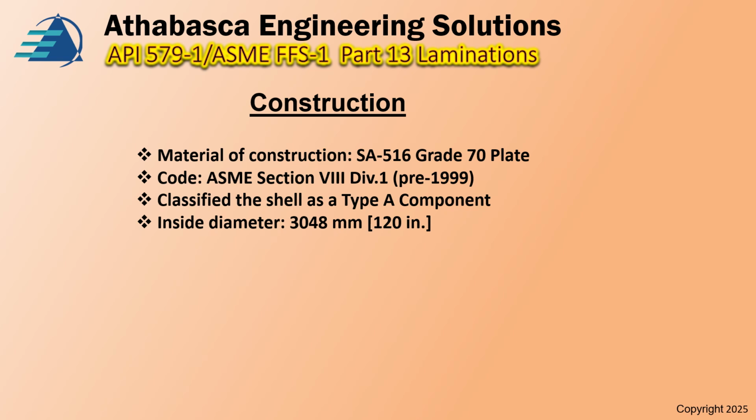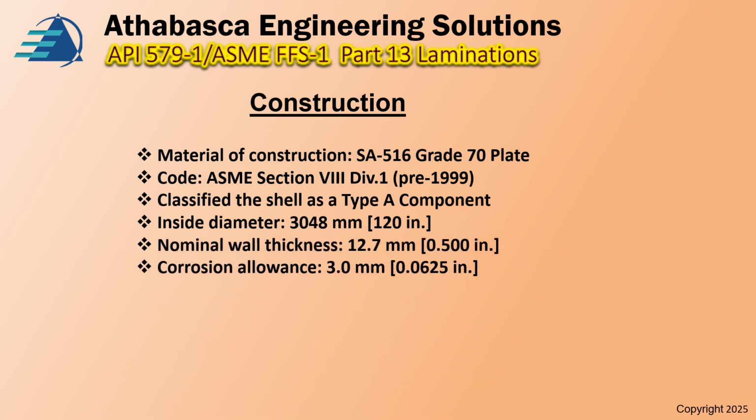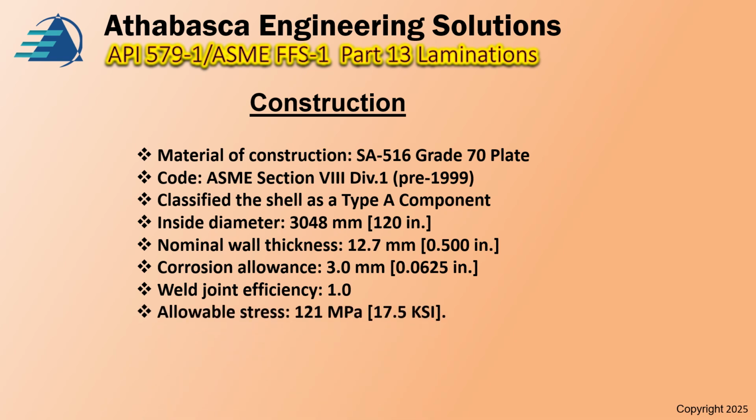So we have the inside diameter. It's 120 inches, or 3,048 millimeters, which is the conversion of 120 inches. The nominal thickness is a half of an inch. The corrosion allowance is 3 millimeters, and the joint efficiency of the design is 1.0, and that's with reference to ASME Section 8 Division 1. The allowable stress is 17.5 ksi because of the edition of the design.